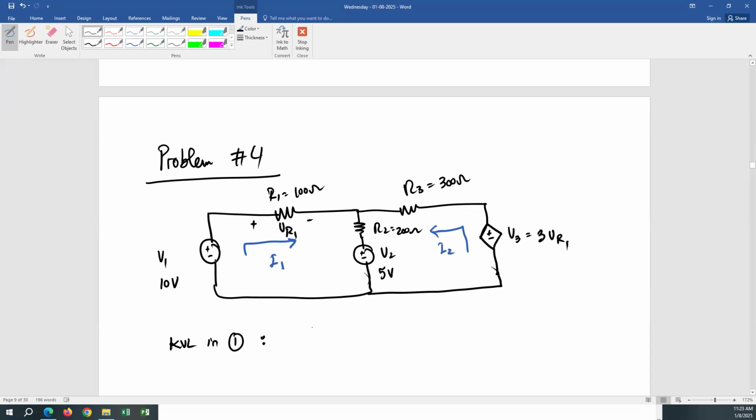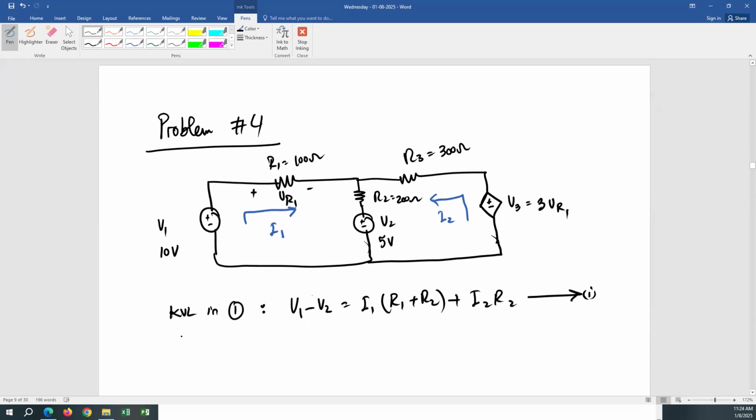So if you're doing negative V1 plus I1 R1 plus I1 plus I2 R2 plus V2 is equal to 0, then you can manipulate that. But if you're putting both voltages on one side, then that's going to be V1 minus V2 equals I1 times R1 plus R2 plus I2 times R2. That's going to be our equation 1. All right, what about equation 2?